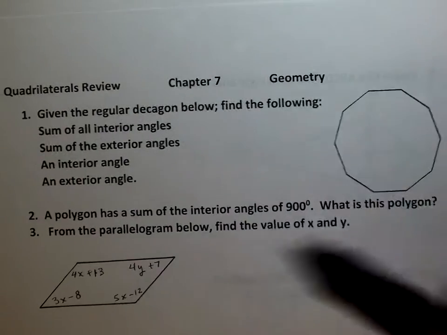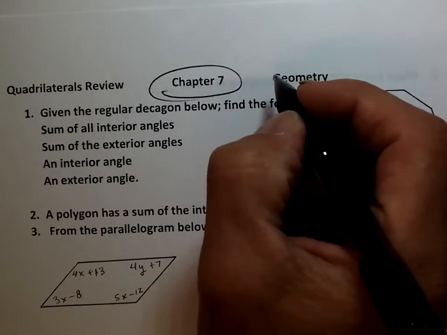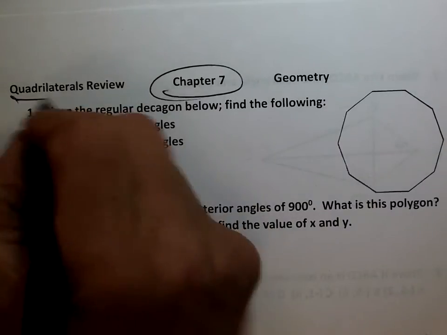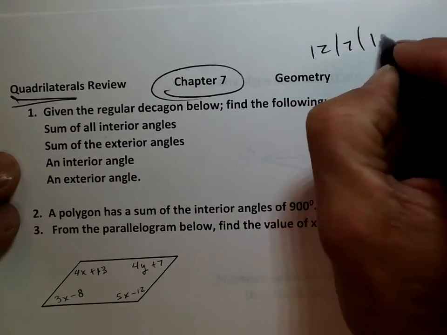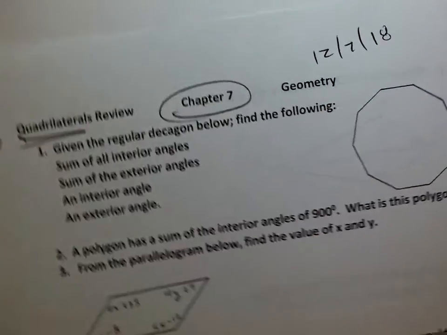Alright, so review today, review 7, and it's all about quadrilaterals. And 12/7, it's Pearl Harbor Day. 18, yeah. Okay, alright, number 1.